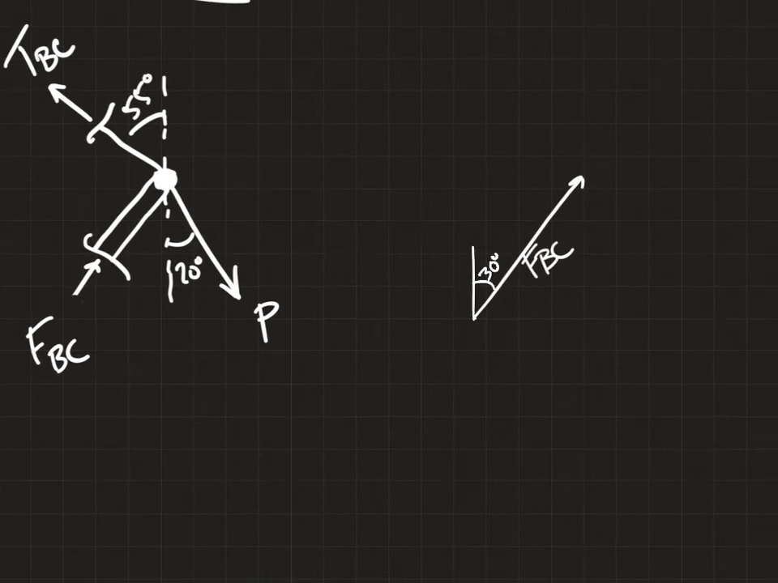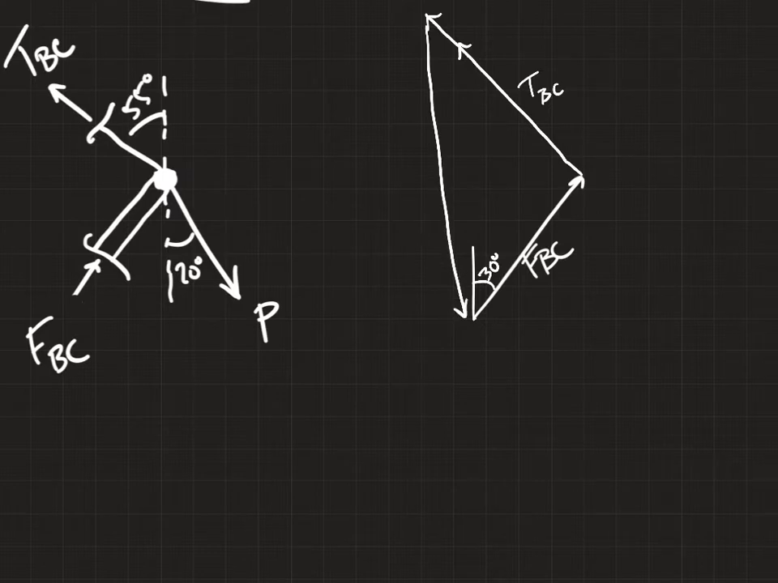Okay, and then TBC is going this way. TBC, and actually it's going to have to go a little bit longer than that. And then P is going to come back this way. P has an angle here of 20 degrees, and tau BC is right here, and that's 55 degrees.